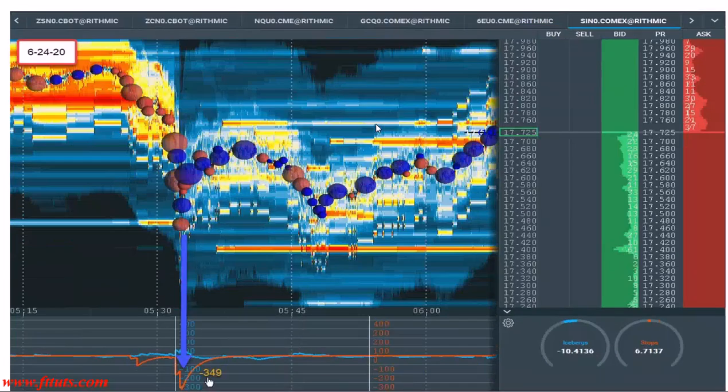So the next one is silver. This was on 6/24. Again, you see the monster stop run. Again, in silver, anything over 50 stops is a lot.